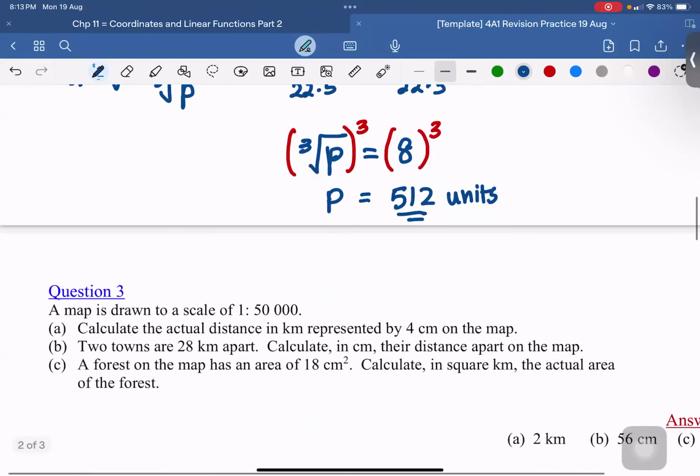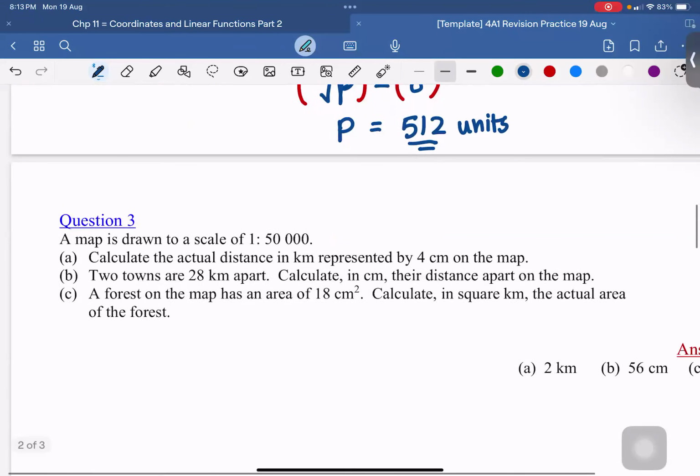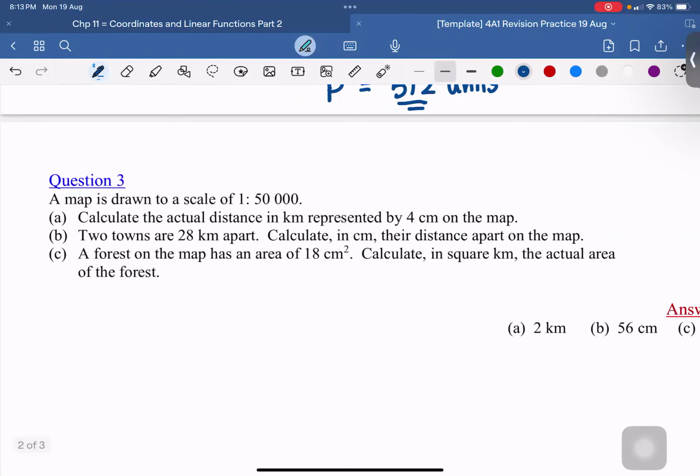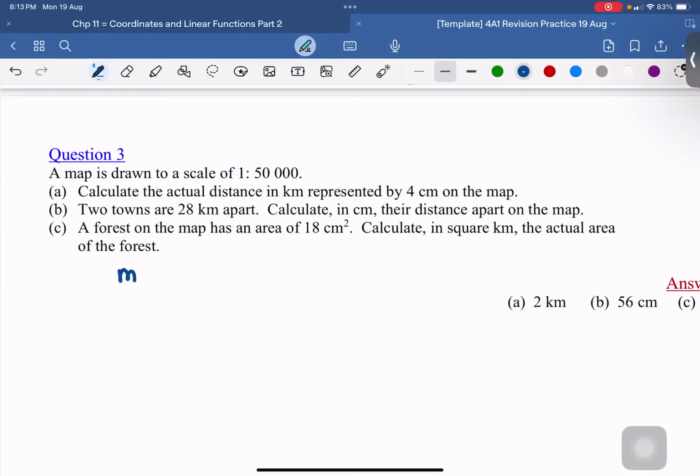All right. Next one, map scale. This one I always like to write map is to actual. Sometimes different types of questions may put model is to actual. It depends, as long as you know which one is supposed to be the smaller one. The model is the one that's smaller, so you put the one that is one. Then the actual is the one that is larger. So in this case, I'll just put map is to actual.